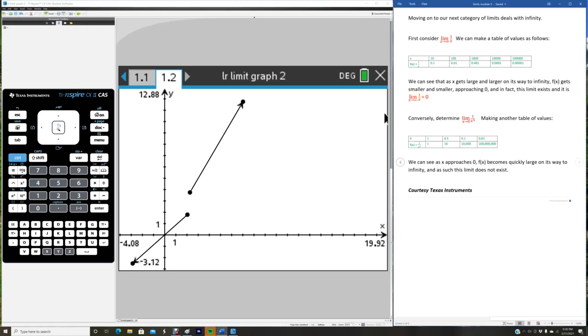Conversely, let's determine the limit of 1 over x to the fourth for x going to 0. We can make another table of values, and here we see that as x is made smaller and smaller and smaller, the function 1 over x to the fourth becomes bigger and bigger and bigger. In fact, we can see that as x approaches 0, f of x becomes quickly large on its way towards infinity, and as such, this limit does not exist.